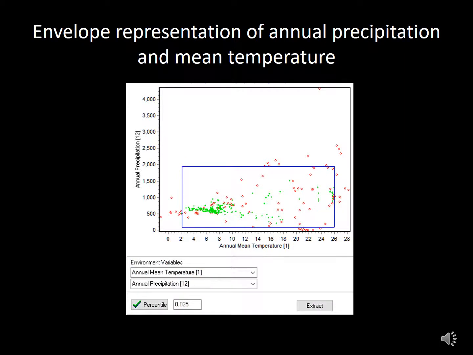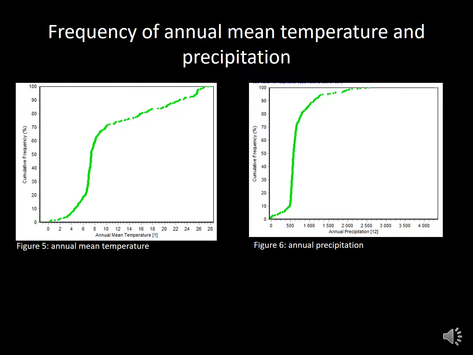Envelope representation of annual precipitation and mean temperature. In the envelope, the data represented is the percentile range measured at a 0.25% climate scale rate that represents 95% of the annual precipitation, the axis on the y, and the annual mean temperature in the x-axis, showing the results of the cucumber globally. Frequency of annual mean temperature and precipitation.